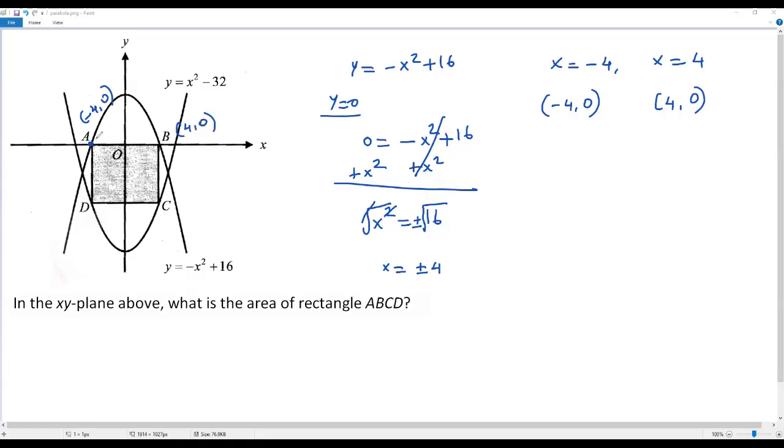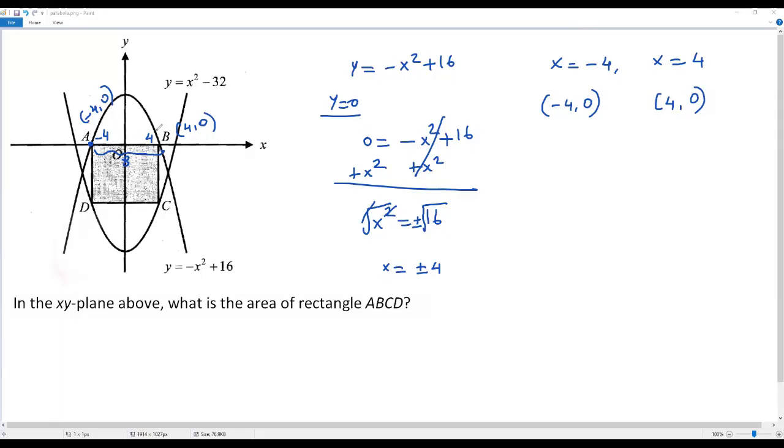That means we have negative 4 on the x-axis at the point A and positive 4 at the point B on the x-axis. Clearly, the length of this line segment is 4 units and the length of this line segment is 4 units. So the total length over here is 8. Okay, now I got one of the sides of the rectangle, that is 8. Actually, this 8 represents the length of the rectangle. Now, if I get the length of this line segment, that represents the width of the rectangle, then we can multiply the length and width to get the area of the rectangle ABCD.